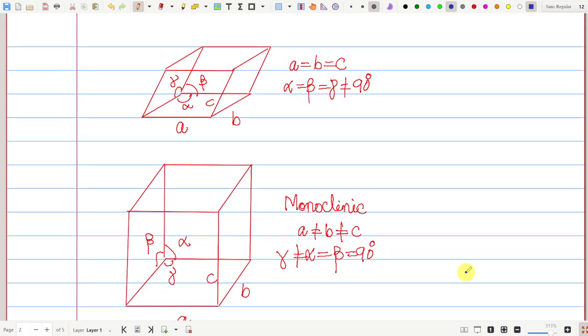It is called rhombohedral, and it is a parallelepiped. The sides are equal, but the angles are not 90 degrees. It's not a cuboid. It has equal sides, but it is not a cuboid.